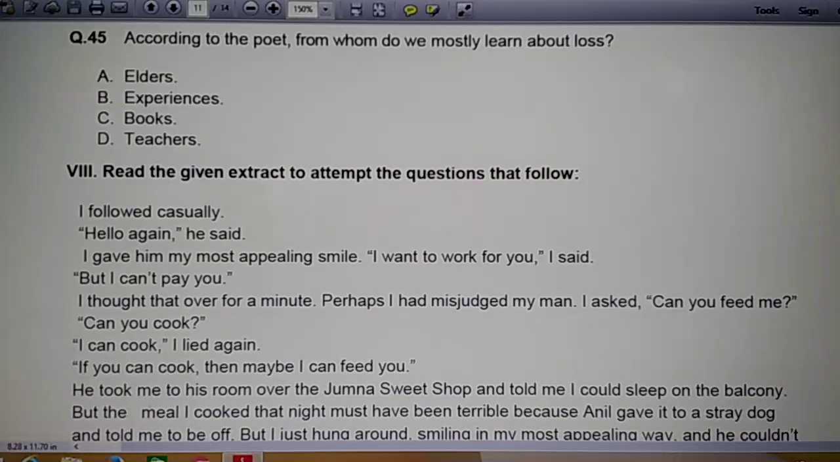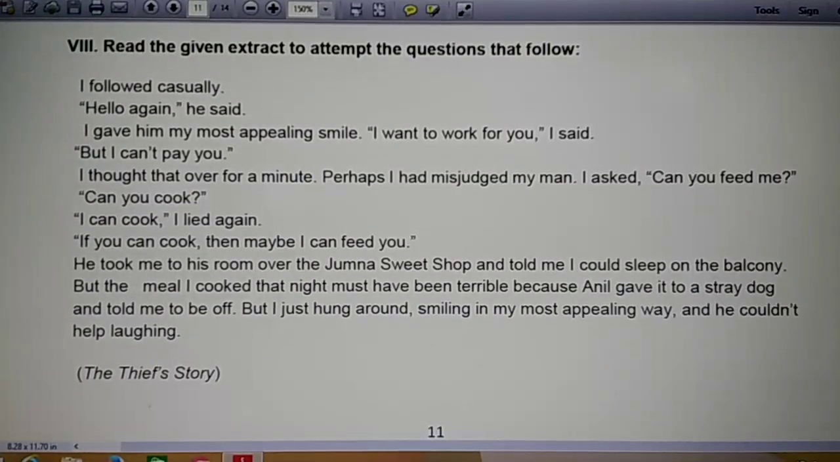45B. Our experiences. Read the given extract to attempt the questions that follow. I followed casually. Hello again, he said. I gave him my most appealing smile. I want to work for you, I said, but I can't pay you. I thought that over for a minute. Perhaps I had misjudged my man.